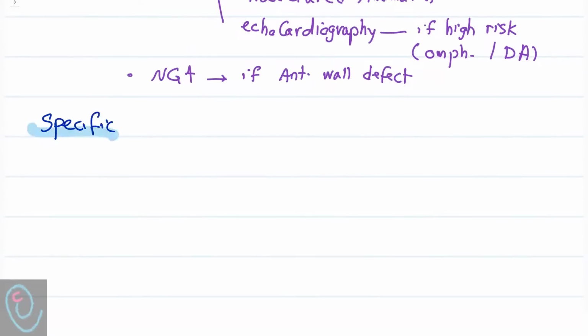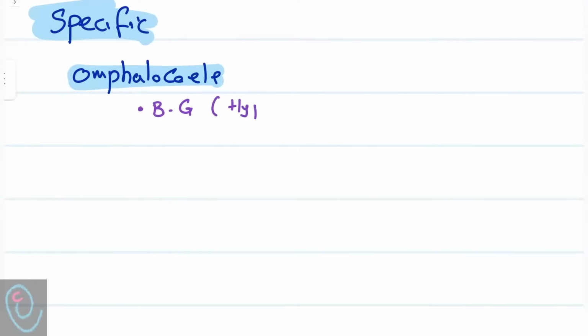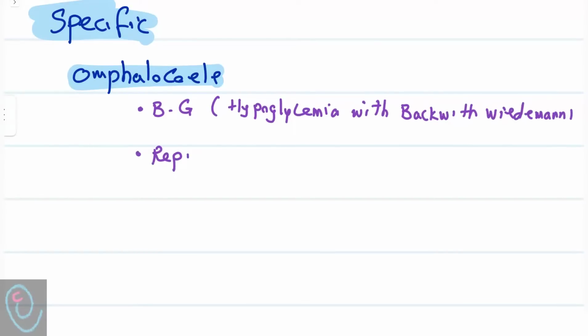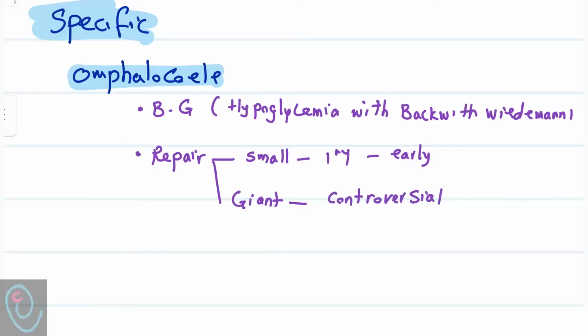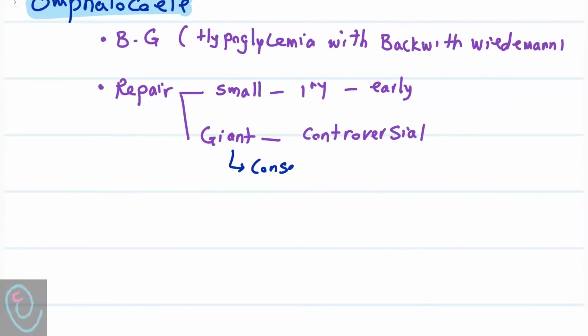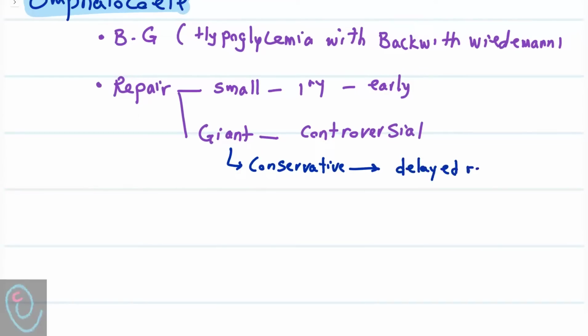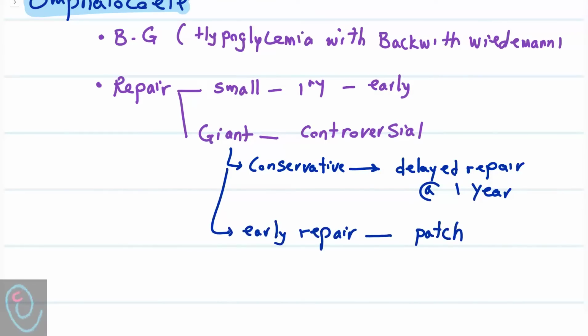Specific recommendation regarding omphalocele. Check blood glucose due to the association of hypoglycemia with Beckwith-Wiedemann syndrome. Regarding repair, a small defect is amenable to primary repair within the first few days of life, while the repair of giant defect is controversial. Some centers advocate an initial conservative approach, followed by a delayed repair around the age of 1 year, while others advocate early repair with the use of patches to bridge the defects.